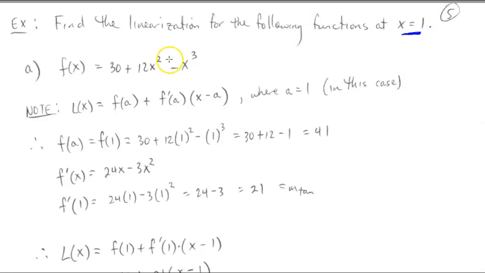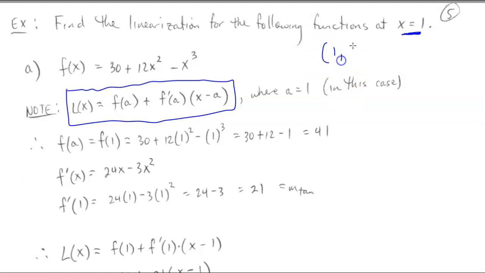Again, this linearization is essentially the equation of the tangent line. That's pretty much all it is. We're just finding the equation of the tangent line at the point 1, f of 1. Since a is 1 in this case, we need to find out what f of 1 is. So we just plug in 1 everywhere we see x, and we get 41.